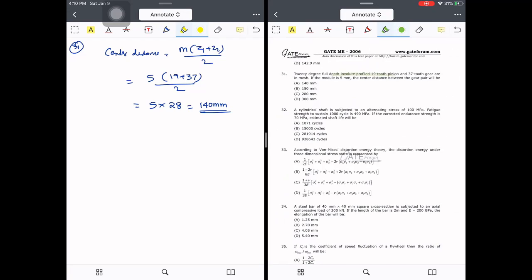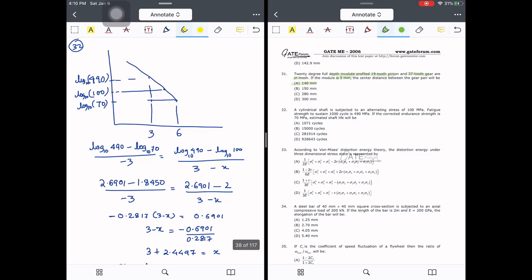Question number 31. A 20-degree full depth involute profile, 19 tooth pinion and 37 tooth gear are in mesh. The module is 5. The center distance is very simple. Just remember this formula: the center distance is given by m into (z1 plus z2) by 2. Just put in the values and you get the answer. The answer is 140 mm.